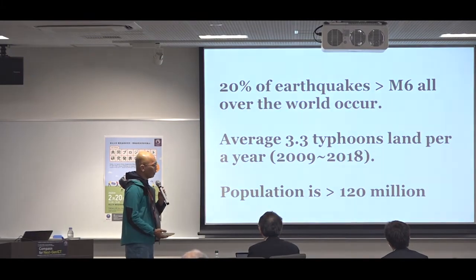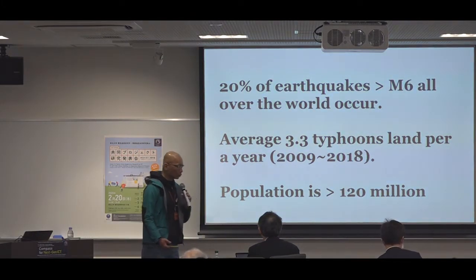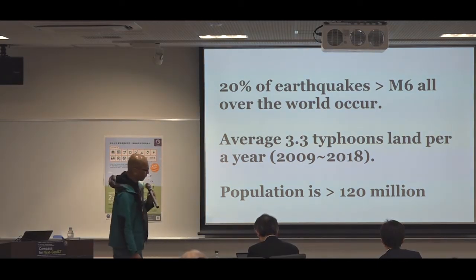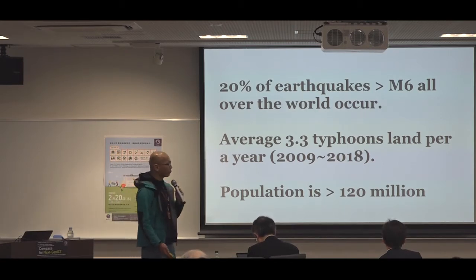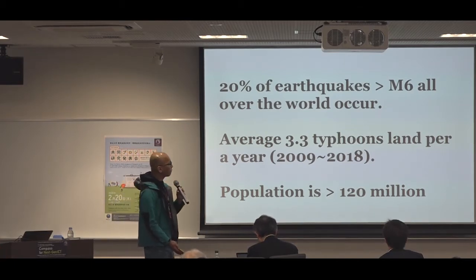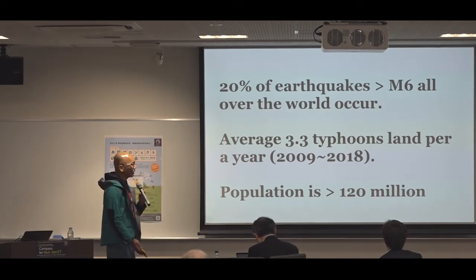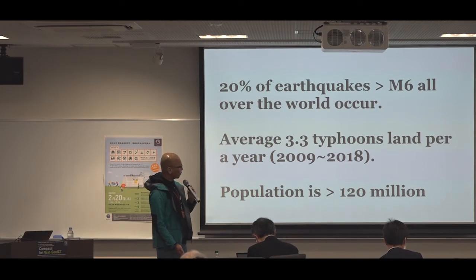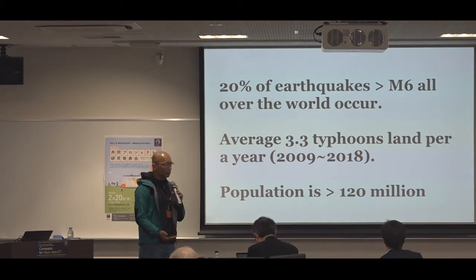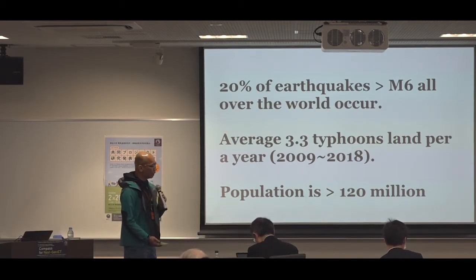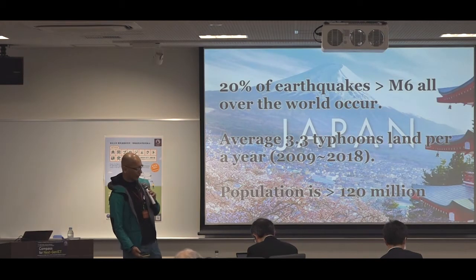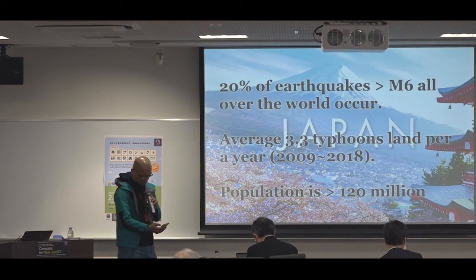Japan is a very rare country. The evidence is like this: 20% of the earthquakes of magnitude 6 or more all over the world occur in Japan, and the average is 3.3 typhoons per year, from 1909 to 1918. Especially important, the total population is more than 120 million. This is a specification of Japan. There is no other country that matches these conditions.